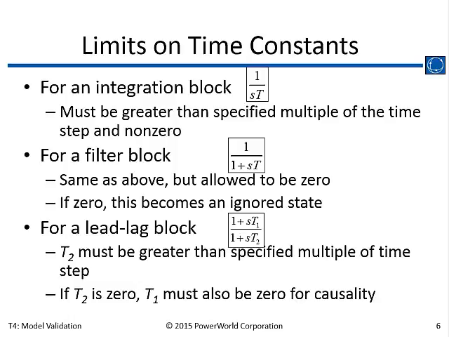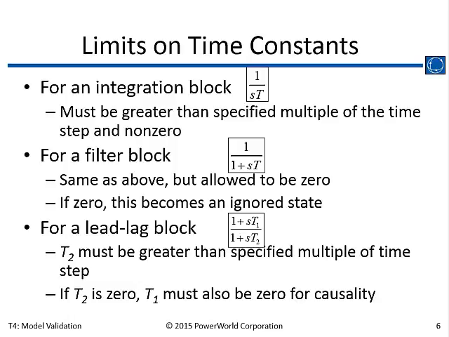Another common block is what's called the lead-lag block. These are common on some exciters and stabilizers. If you have T2 equal to 0, that actually is not physically realizable. If I put T2 equal to 0, it would be saying I'm inputting the input plus its derivative. And actually, we cannot figure out what a function's derivative is instantaneously. It's non-causal is what it is.